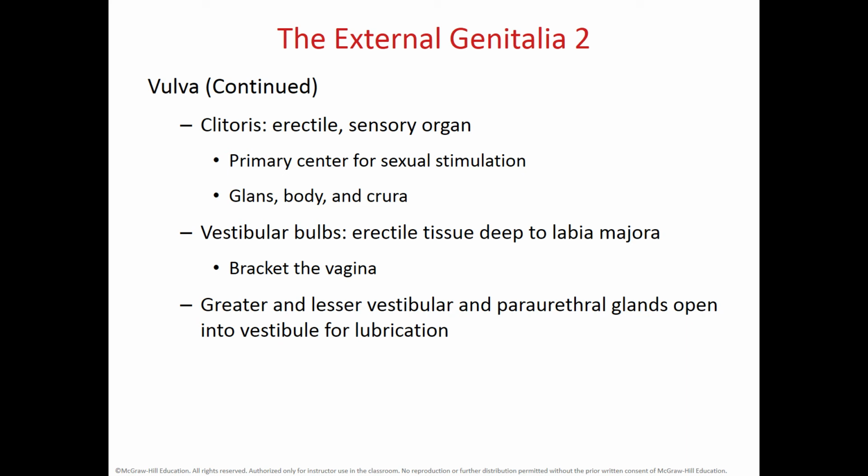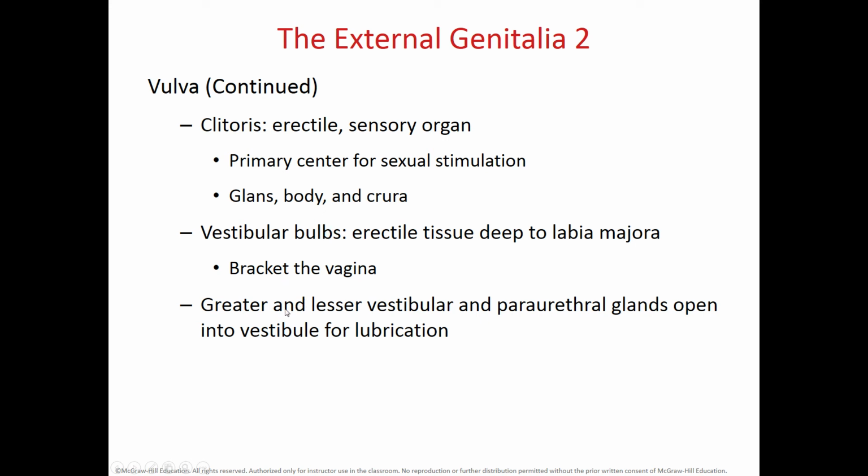So the clitoris will be anterior, in the vestibule, the area in between the labia minora, and this is an erectile organ similar basically to the male penis. It has a glans, it has a body, it has a crura. So basically at some point it has similar regions as the male penis.